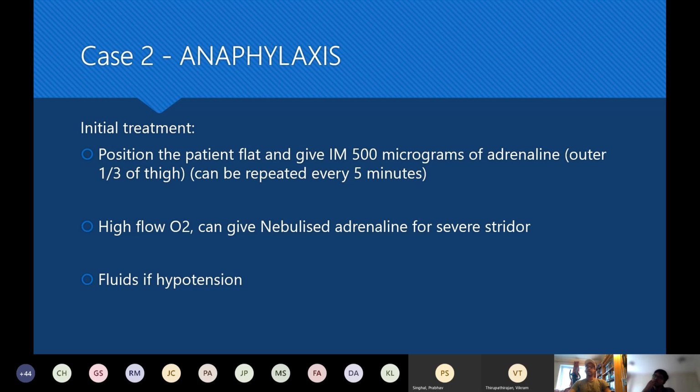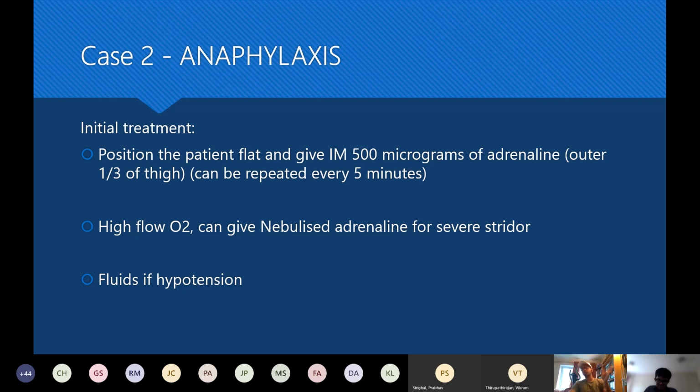Adrenaline, outer one third of the thigh. You can repeat this every 5 minutes, depending on the patient's response. It would be after this that you would give the high flow oxygen. You can give nebulized adrenaline as well if they have really severe stridor, to continue opening up the airways, and fluids for hypotension. You give this without any investigations because at that point you have the clinical diagnosis of anaphylaxis. You want to just get on with it and save their life. So that's going to be this step.